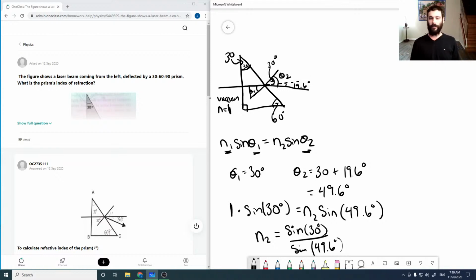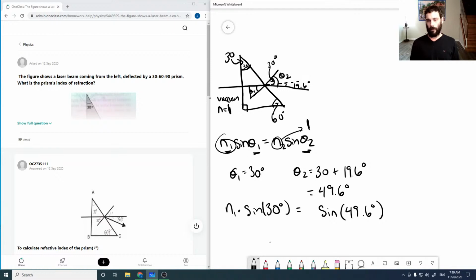Oh, oops. I know what I did wrong. Oops, so that was my mistake. So n1 isn't 1, n2 is 1. So n2 is where we're going into vacuum, so n2 is 1, so my mistake. So n2 is 1, n1 is what we're solving for. n1, n2 is 1. Oops.